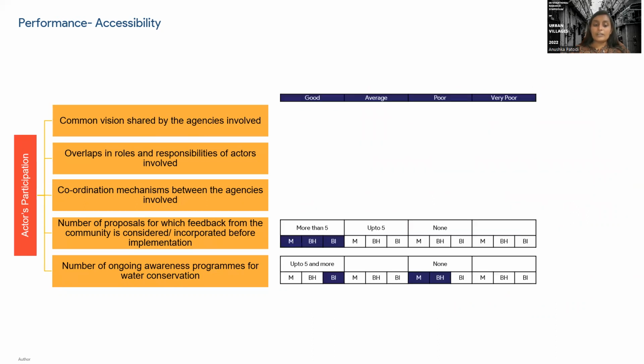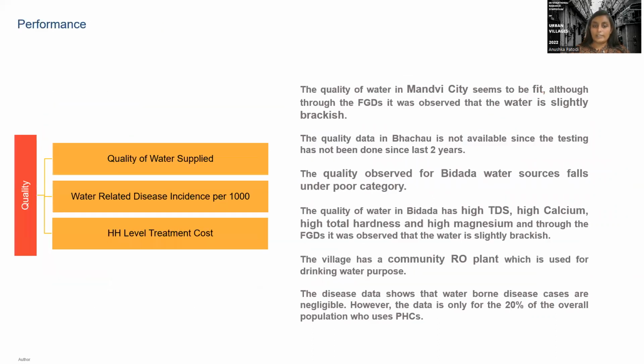The last component under the theme safety is quality. So the quality of water in Mandavi city seems to be fit, although through focus group discussions, it was observed that the water is slightly brackish. The quality data in Bachao is not available since testing has not been done in the last 2 years. And similarly, through focus group discussion, it was found that the water is slightly brackish and people are not able to consume it without cleaning at the household level.